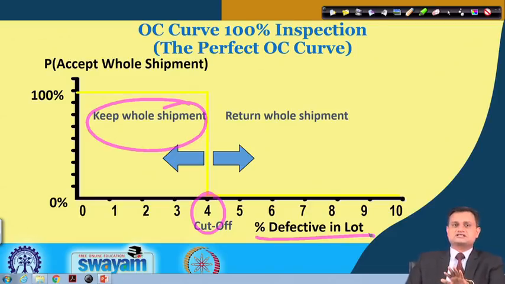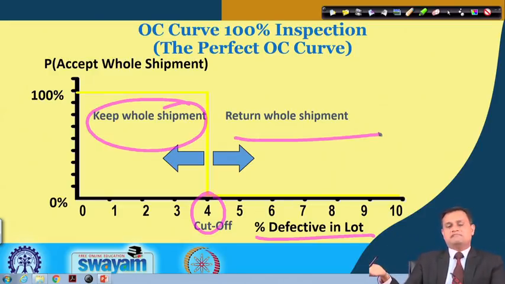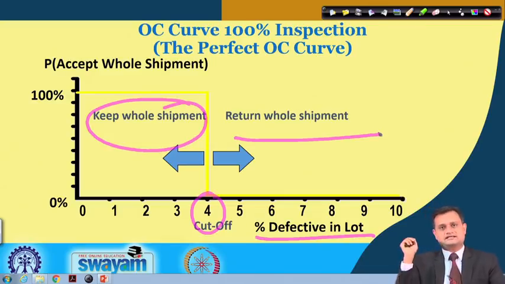Suppose if it exceeds this cutoff as a threshold point, I will return the whole shipment, and my decision is based on a sample. I am not doing 100% inspection. Now, do you see the fallacy with this concept? Do you see any fallacy with this concept?